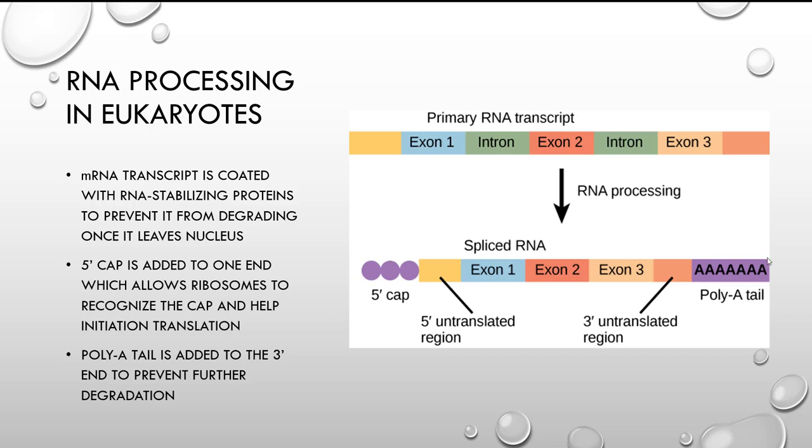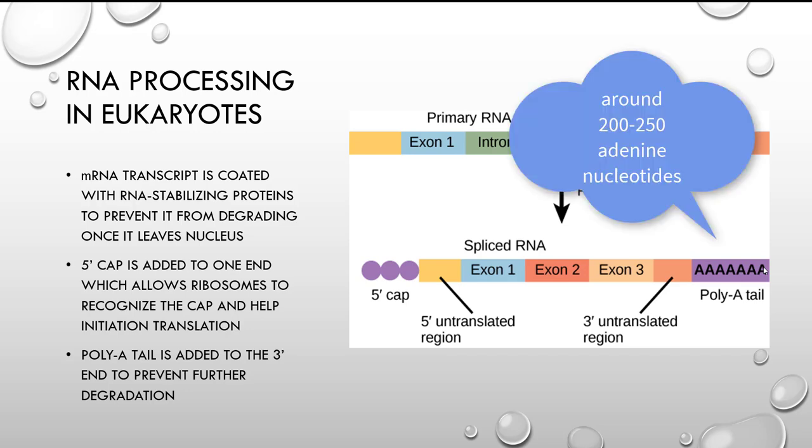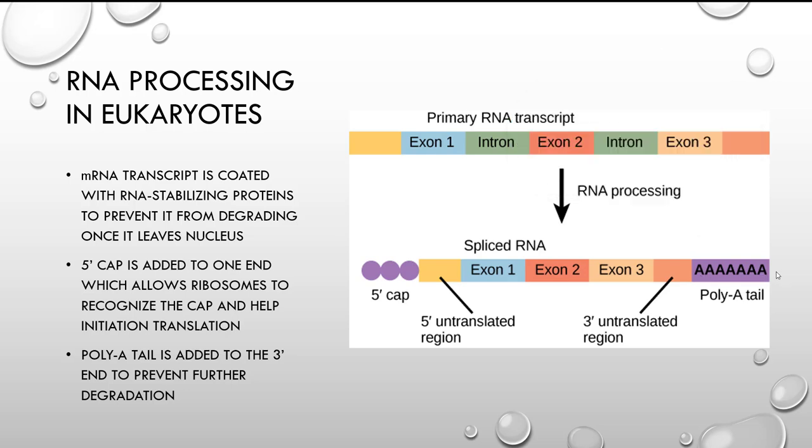The other end, the 3' end, receives what's called a poly-A tail. And we saw from the video, the poly-A tail is basically just a bunch of adenines attached. It could be like 200, I think the video stated 250 adenines long. So it's just a bunch of A's. And that again is just to prevent further degradation.